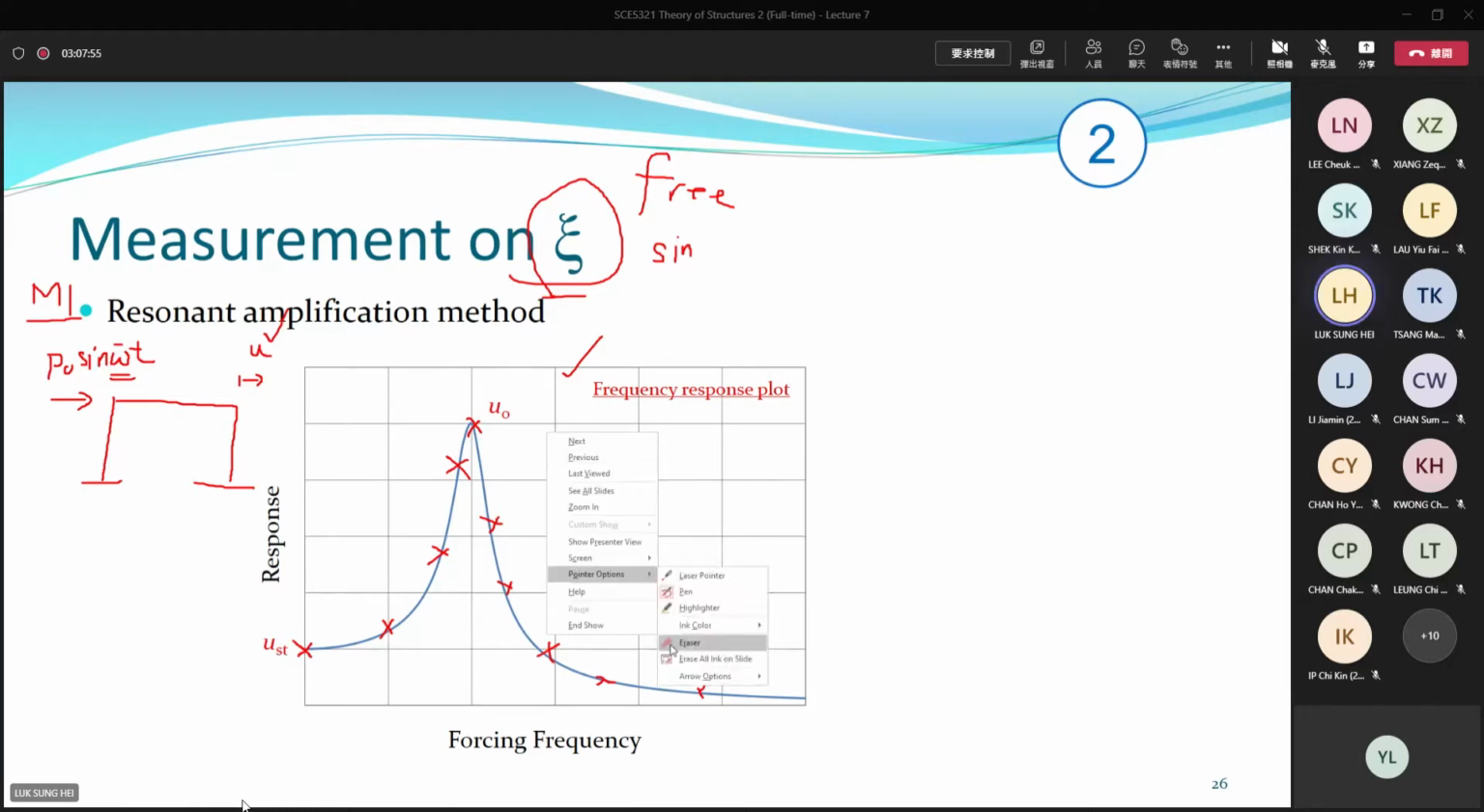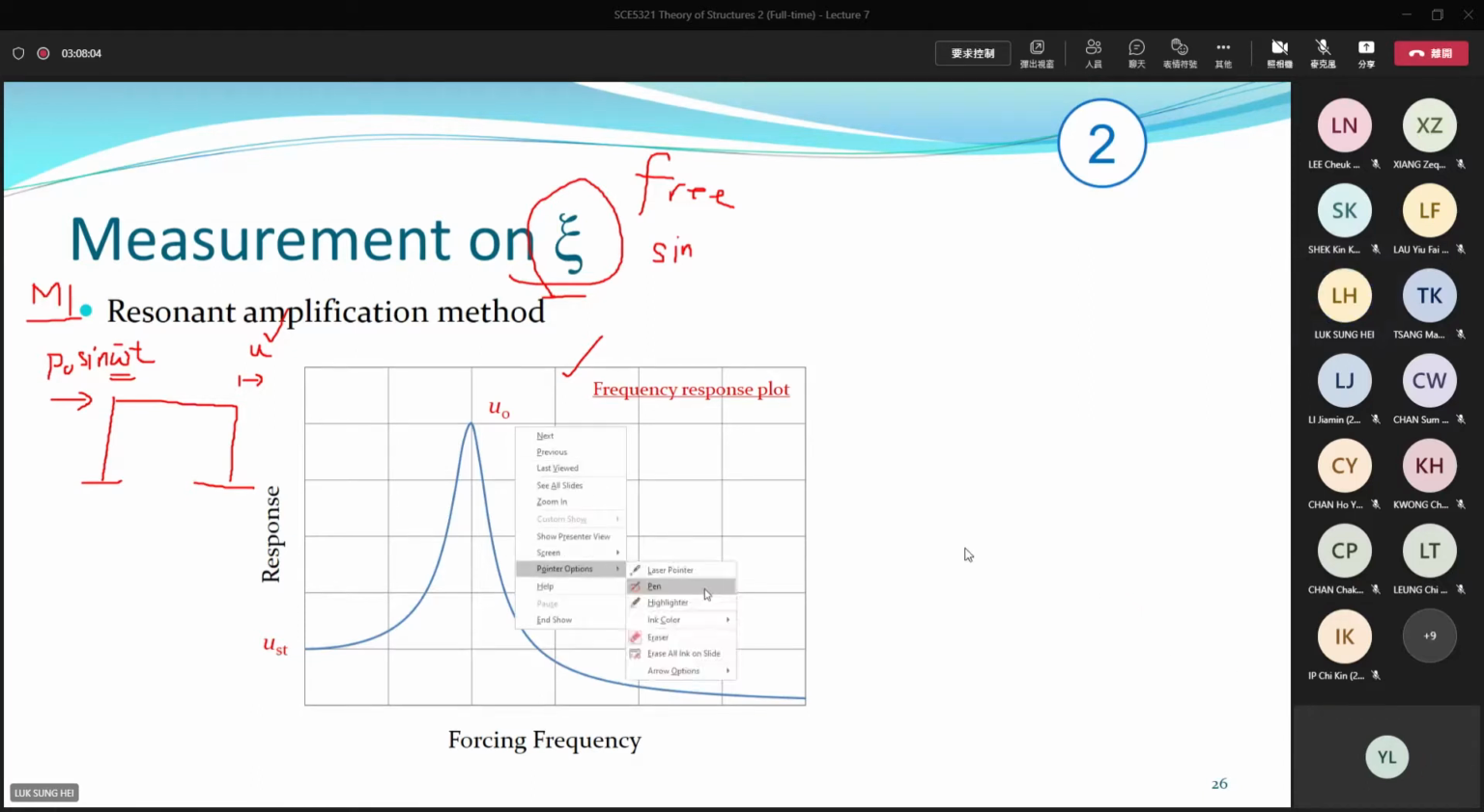So what to do? Well, assume that you have this curve, that you have already obtained this frequency response plot. In this graph, we need two coordinates. We need 2 points. The first one is here, static. The second one, at resonance, the peak number. At resonance, we need these 2 coordinates, these 2 points.